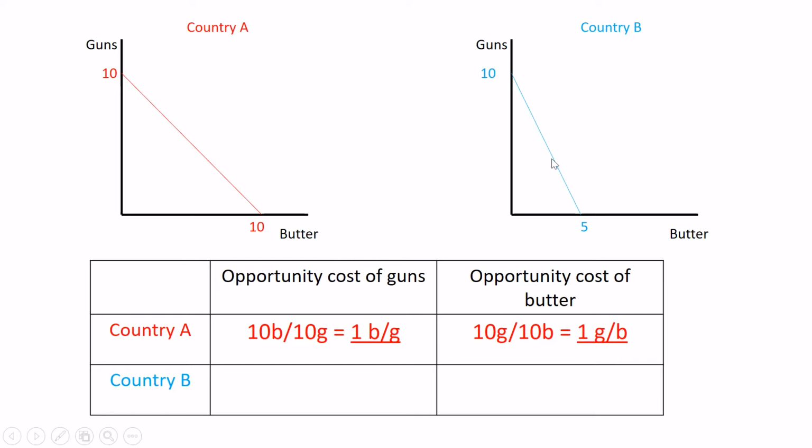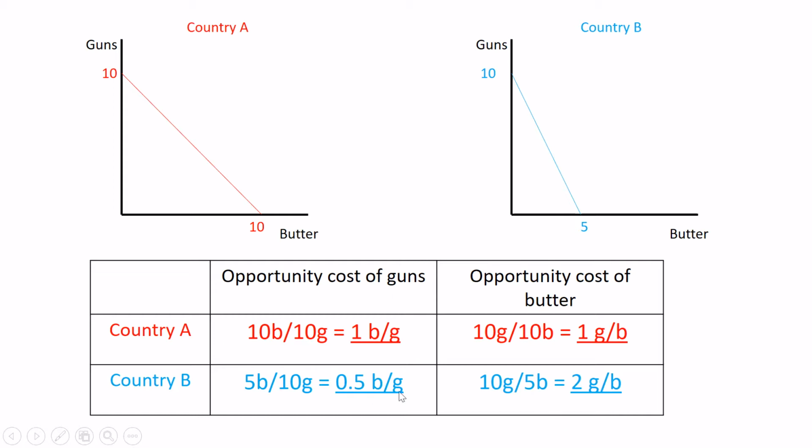Let's look at country B because the slope here is not 1, so it won't be quite as simple. In country B, the opportunity cost of guns, they give up 5 butter and gain 10 guns, so 5 butter per 10 guns is half a butter per gun. Each gun costs half a butter. What's their opportunity cost of butter? It's 10 guns per 5 butter, which is 2 guns per butter. Every butter costs them 2 guns.